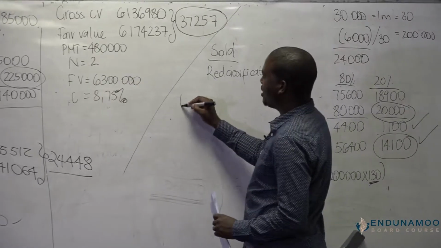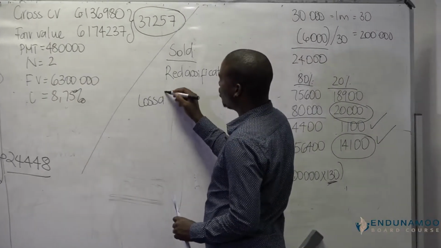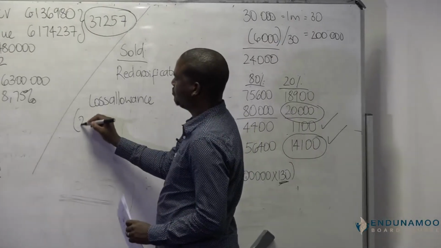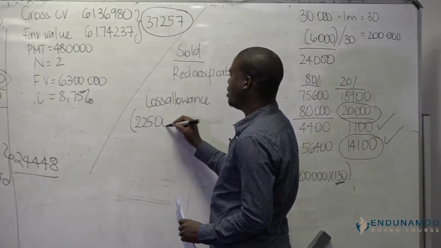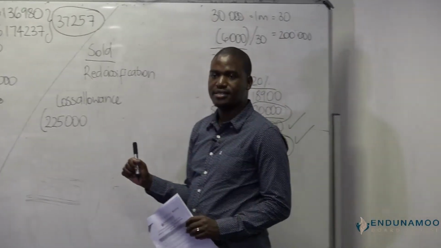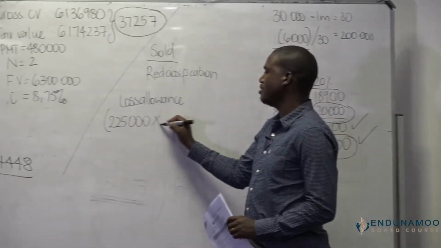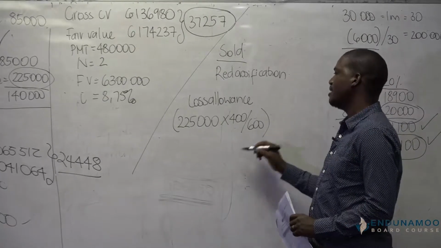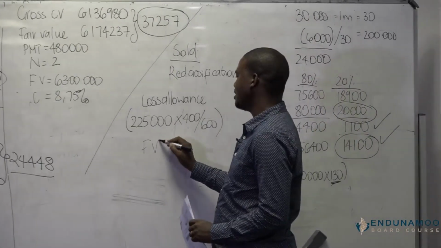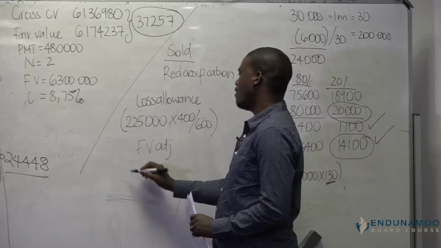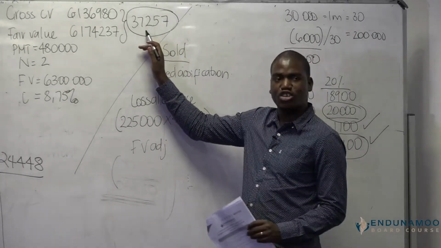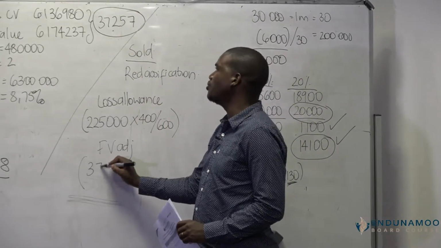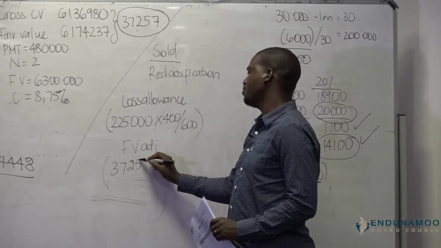So we've got OCI of loss allowance. What is the loss allowance balance? 225. But how much needs to be reclassified? 400 out of the 600. Then we've got our fair value adjustments. We are saying this is cumulative up to this date, right? So that is the balance that we need to what? We need to.